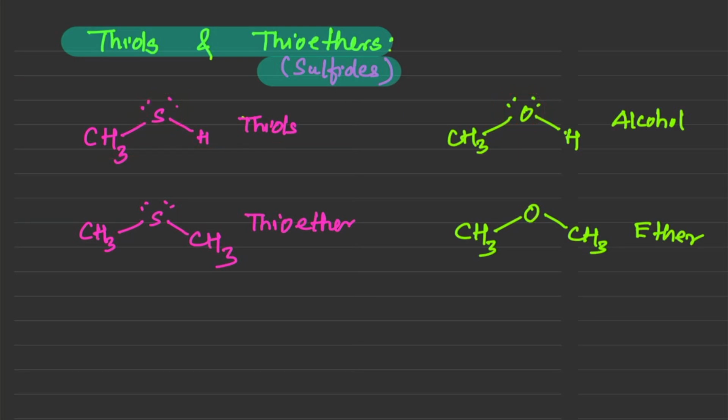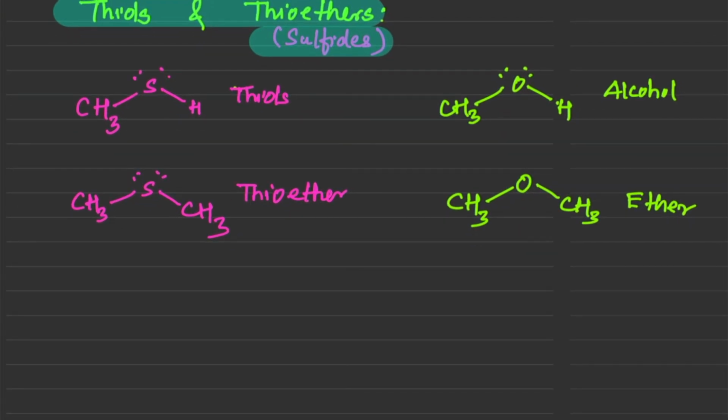And same thing with ether. Ether is the oxygen version of the compound, where oxygen is connected with two carbon chains on either side. Here in thioether, this is also called a sulfide. So either naming is fine. I like to call it thioether because then you can correlate it with ether. The thioether is the sulfur analog of ether where oxygen is replaced by sulfur.